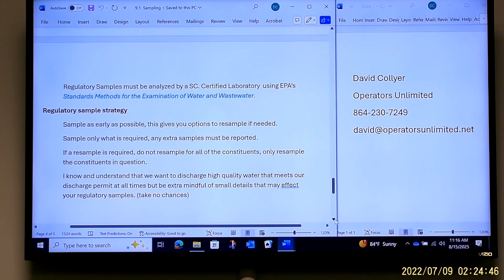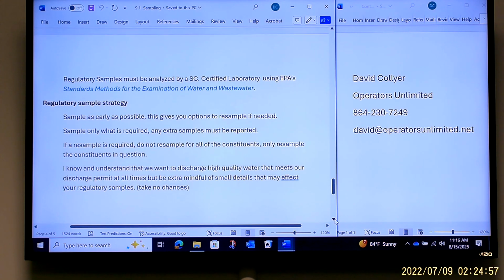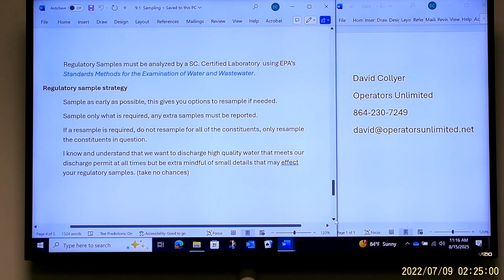Regulatory samples must be analyzed by a South Carolina certified laboratory using EPA standard methods for the examination of water and wastewater. I'm going to talk about a little bit of strategy on regulatory samples. Sample as early as possible. This gives you options to resample if needed. If you sample every day, sample early in the day. If you sample once a month, sample early in the month.